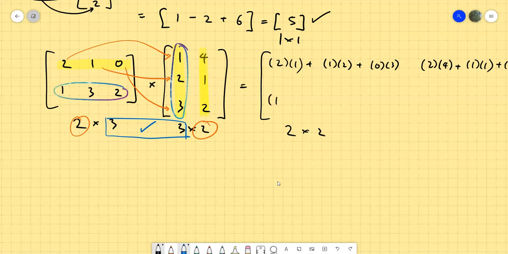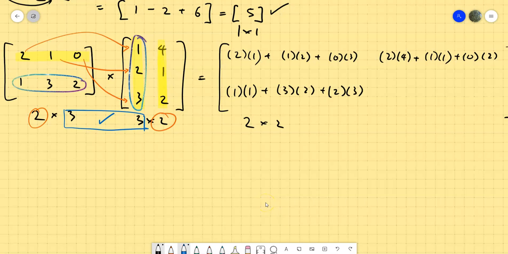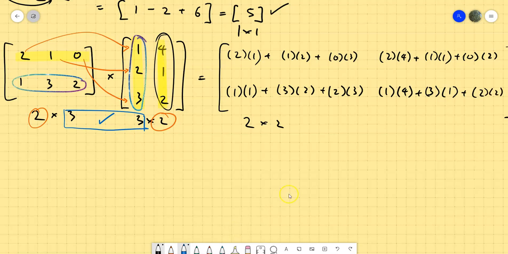Okay, so let's do this. So we've got 1 times 1, like so, plus 3 times 2, plus 2 times 3. I should make that a little bit neater. Okay. And then lastly, again, row with column. Now this time we're going to move on to this side, right? The 4, 1, 2 column. And so this will be 1 times 4 plus 3 times 1 plus 2 times 2.